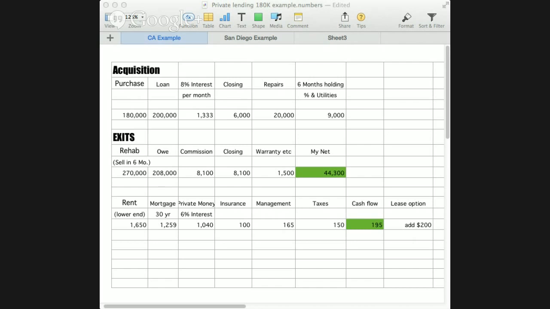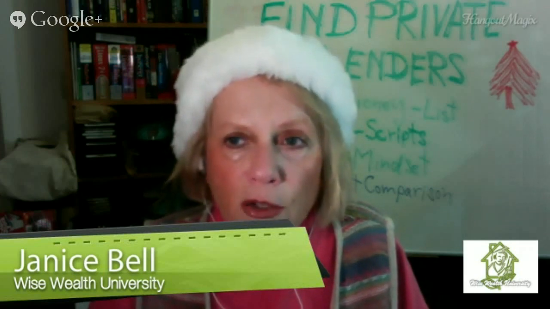All right, so my next example is a spreadsheet that you can take and show to your private money lender. It's not an example of a deal, but it's an example of comparing their particular investment to the investment that you're offering. And after we go through that, then I'll talk to you a little bit more about how you talk to your private money lenders. Okay, so let me screen share again.